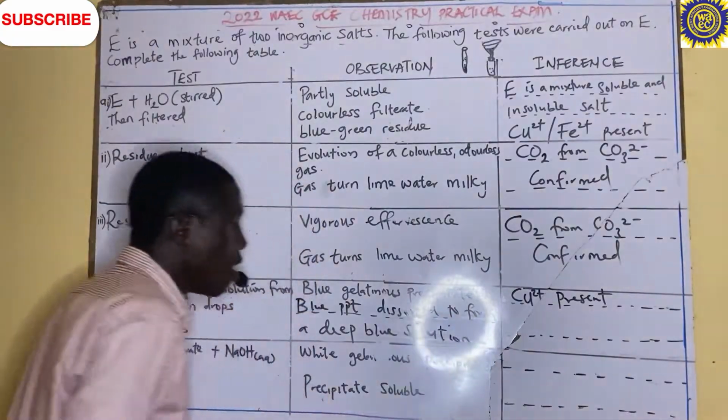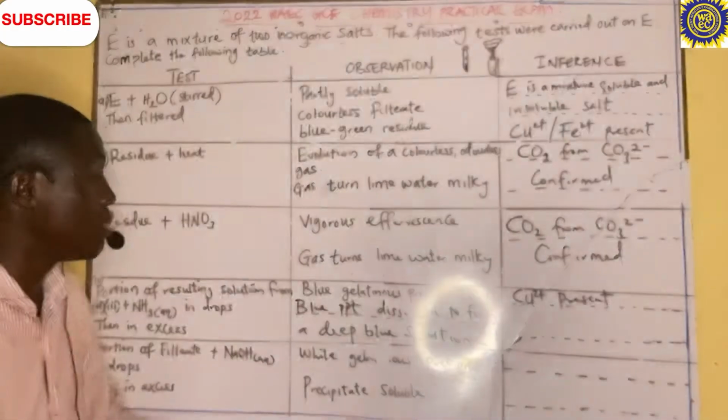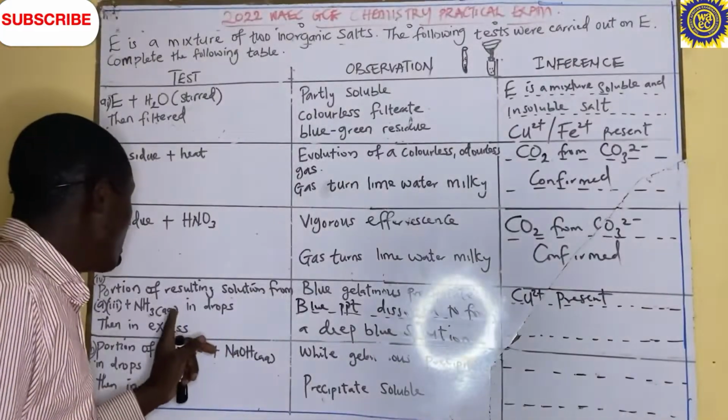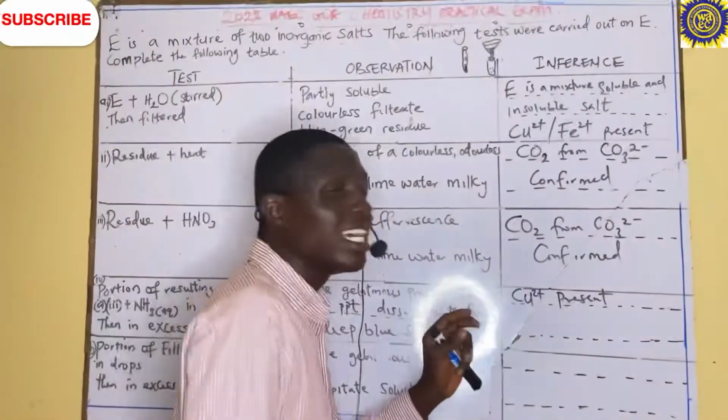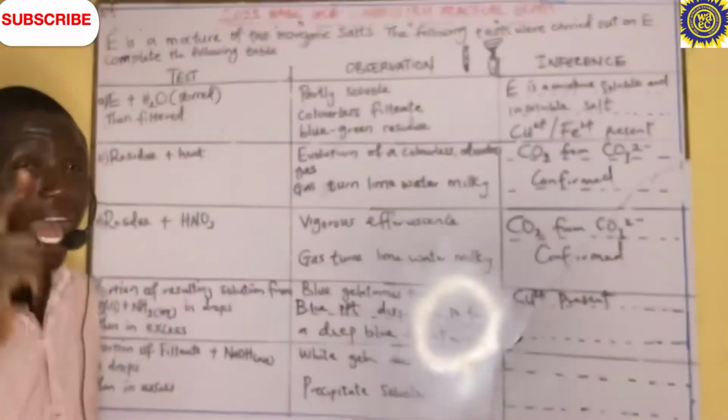So that's what is up here. Blue precipitate dissolved to form a deep blue solution. Please know that the blue precipitate that was formed in drops will further dissolve to form a deep blue solution in excess aqueous ammonia, and that confirms copper 2 ion.